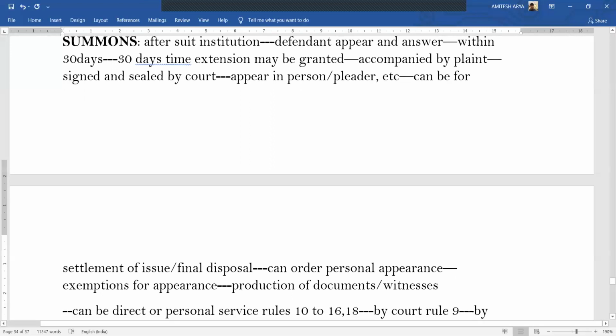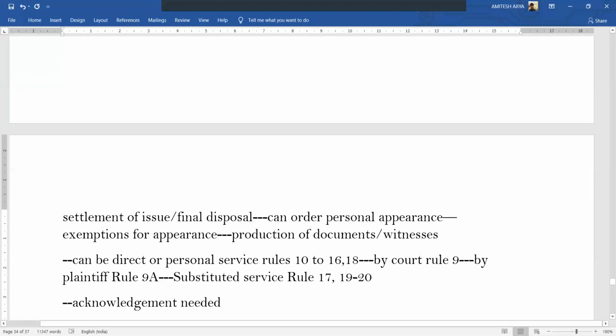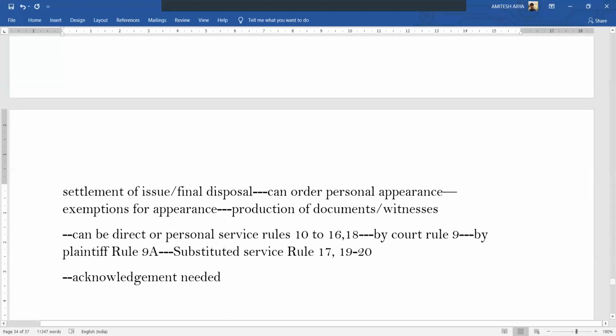Production of documents or witnesses can be there. You can call for direct or personal service; that will be under Rules 10 to 16. The court can call you, and the plaintiff can call you under Rule 9A. Then substituted service is under Rules 17, 19 and 20. You have to see all of that. An acknowledgement is needed and needs to be signed, and examination is important. So this in totality was all about summons.